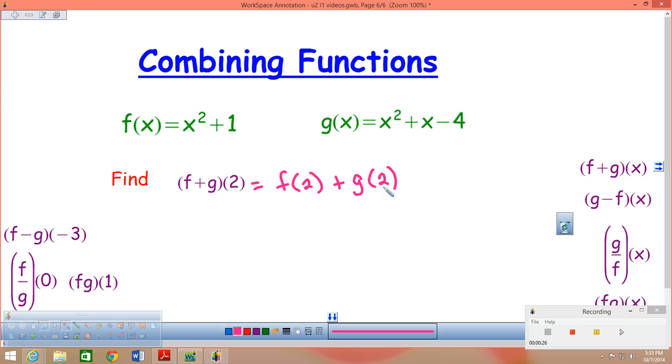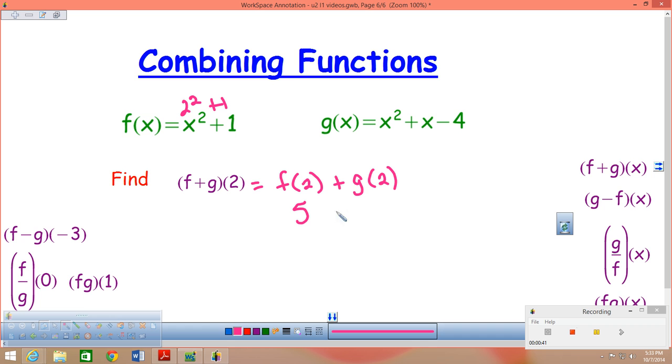Okay, recall from the last video that if I'm looking for f of 2, then 2 goes in for x in the f function. So 2 squared plus 1 is equal to 5. So f of 2 is equal to 5.